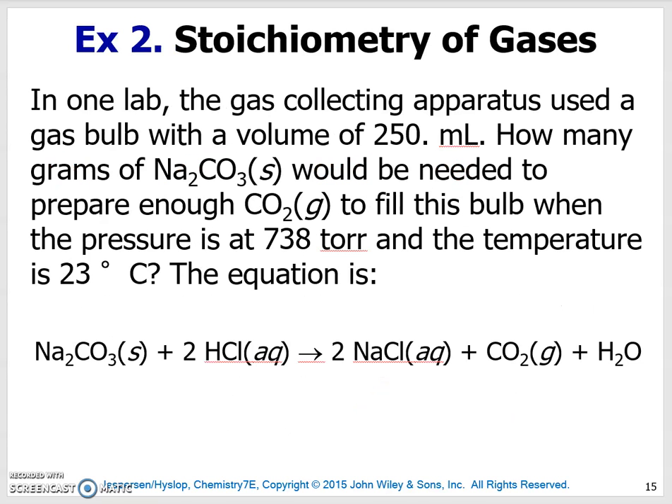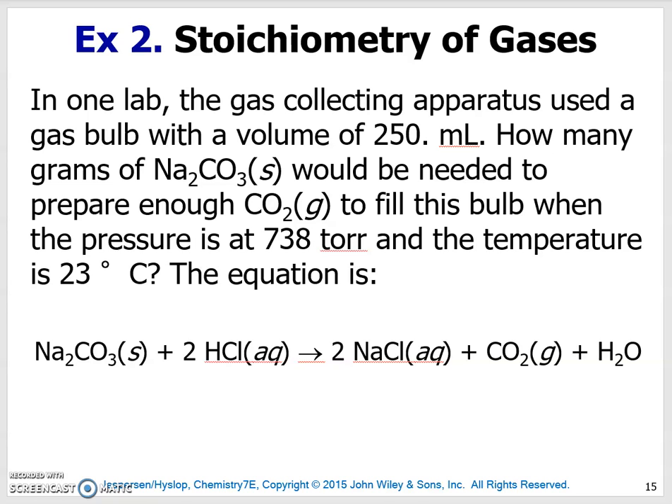Alright, second example. In one lab, the gas collecting apparatus used a gas bulb, probably glass, but gas bulb, with a volume of 250 milliliters. How many grams of sodium carbonate would be needed to prepare enough carbon dioxide to fill this bulb when the pressure is at 738 torr and the temperature is 23 degrees Celsius?